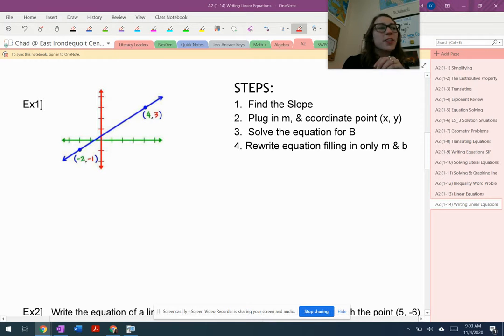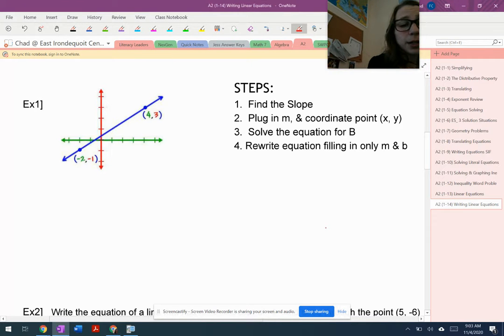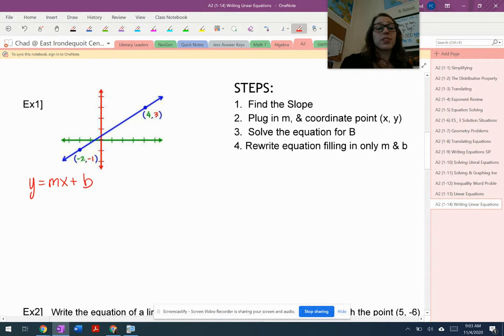Okay, here we are for Algebra A2, 1-14, example number 1. So we're writing the equation of the line that's shown in this graph right here. We know that the equation of my line is going to be y equals mx plus b. And we just talked about in our previous notes that we need the m and we need the b. We need to find that slope and that y-intercept.